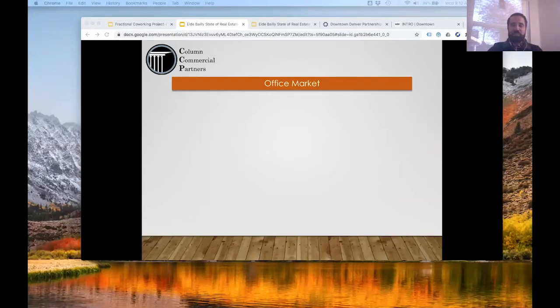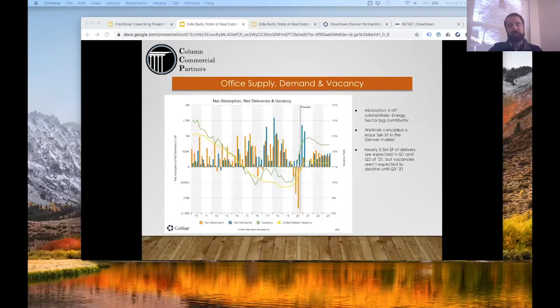So jumping into the office market and what that looks like in Denver, as well as nationally, we'll go through this first slide, and this is a very busy slide, but at a high level, it's talking about absorption, deliveries, and vacancy rates charted both in Denver and nationally. Absorption is the space being leased or taken. Deliveries are new construction delivered and ready for lease. And vacancy rates are space that is not leased up.